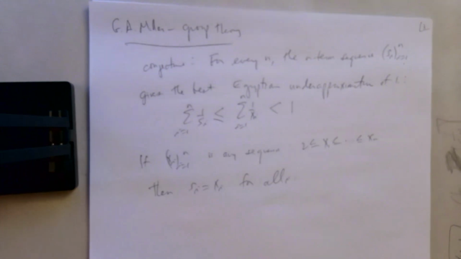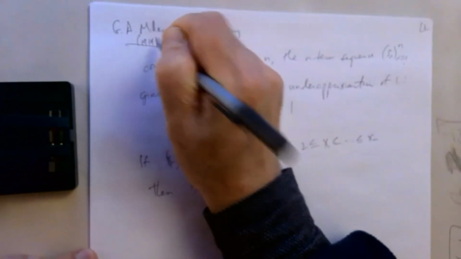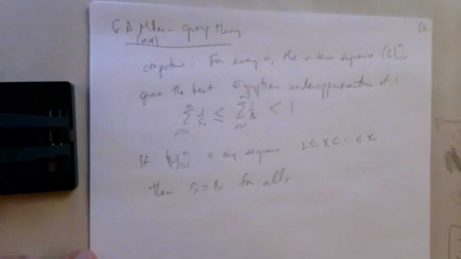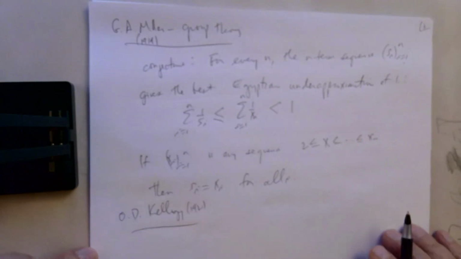And independently, this was 1919, for anyone who's keeping score, and a couple of years later, by a guy named Kellogg. Kellogg was at Harvard, this was in 1921. He had a very interesting paper in the Monthly. It was called On a Diophantine Problem.